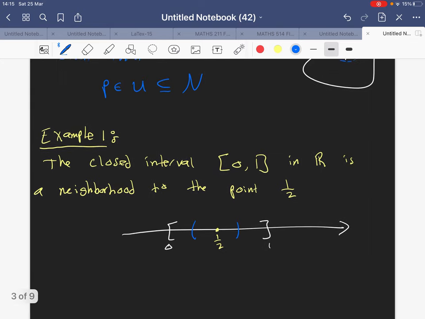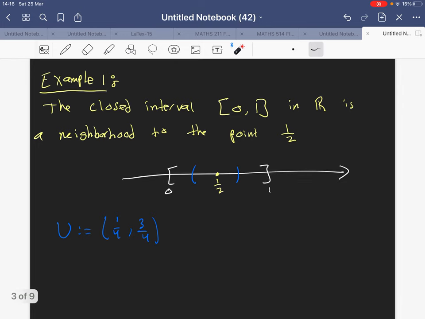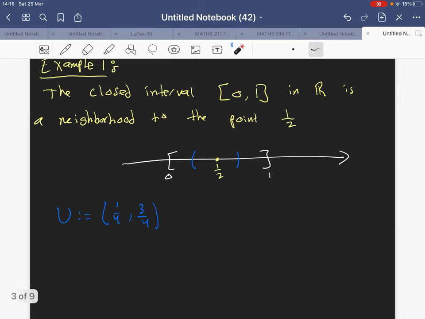We can set up U to be, for example, this is just an example, the interval from 1/4 to 3/4. Now, this U will contain, of course, the point half is inside this U, and the whole interval lives inside the interval 0, 1. So this is exactly a neighborhood for the point. Of course, there are many other neighborhoods for the point half, but for now, we just want to find one neighborhood. We call it N, and this is the neighborhood up here.